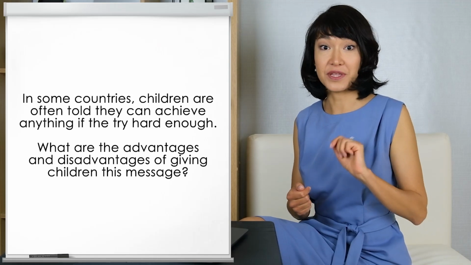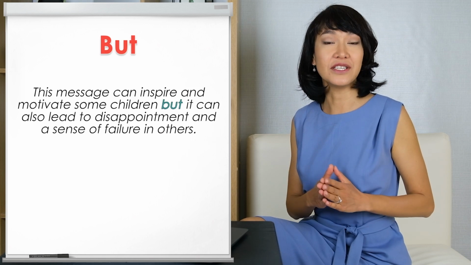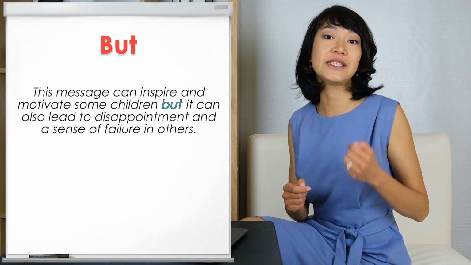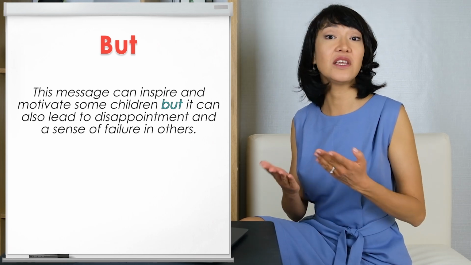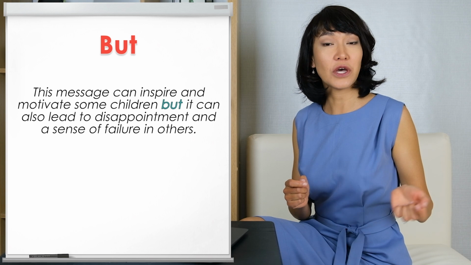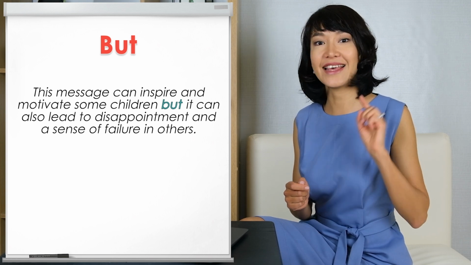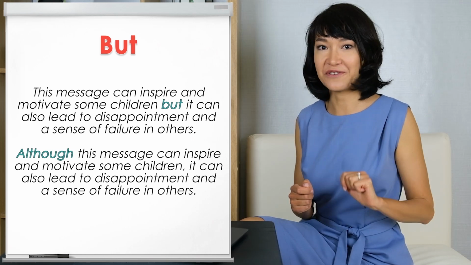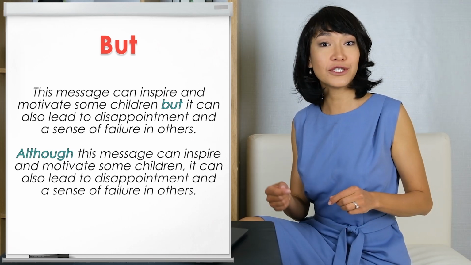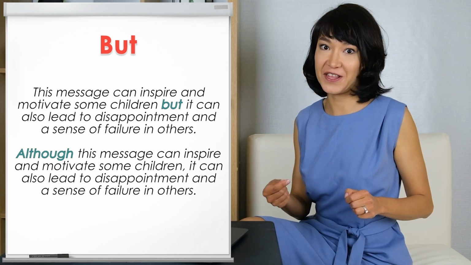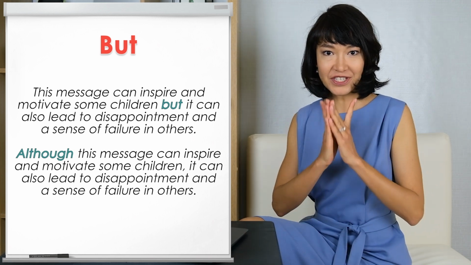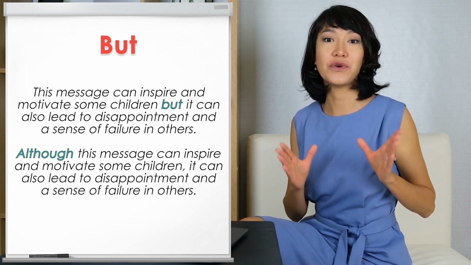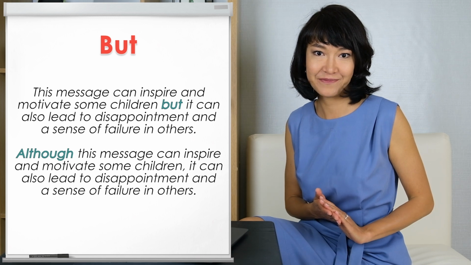Look at this example with but. This message can inspire and motivate some children, but it can also lead to disappointment and a sense of failure in others. When we use although, we usually put it at the beginning of the sentence. Although this message can inspire and motivate some children, it can also lead to disappointment and a sense of failure in others. Pay special attention to that comma in the middle that separates the two contrasting parts of the sentence.